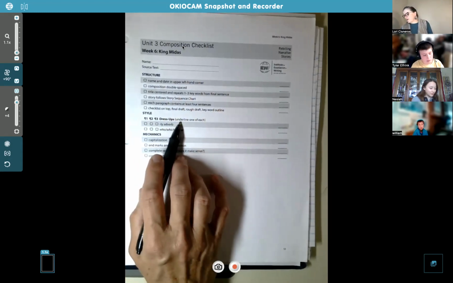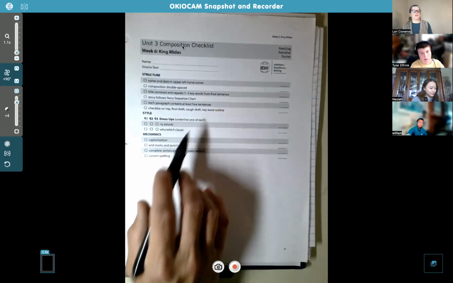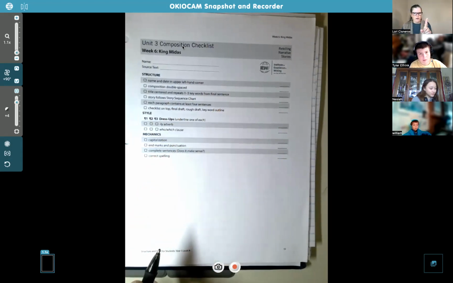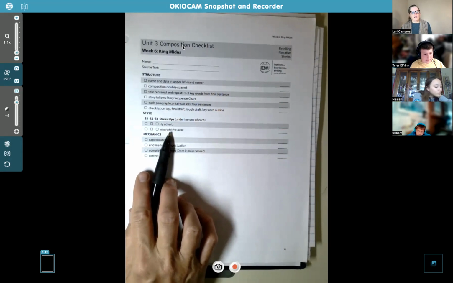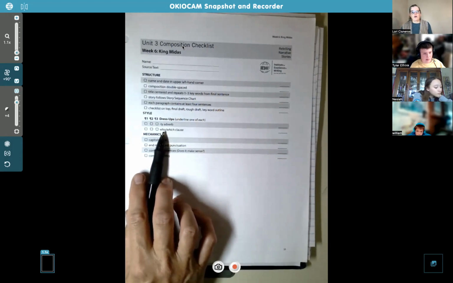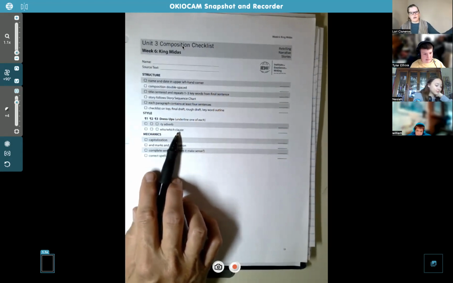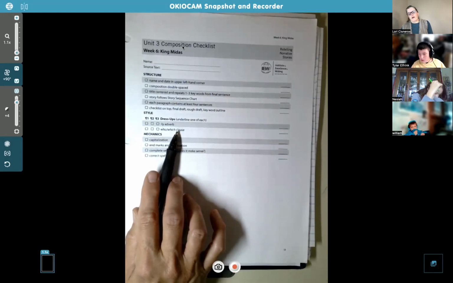But notice here on the checklist, it says underline one of each. You only have to underline one, but you can have 2 or 3 or however many you want to add to it. Same with who, which. Now, when you have a who, which clause, like I said earlier, don't underline the whole clause. You're just underlining the word who or the word which, whichever one you're using. And I only need one, but you can add more than that, but you only need to underline one.